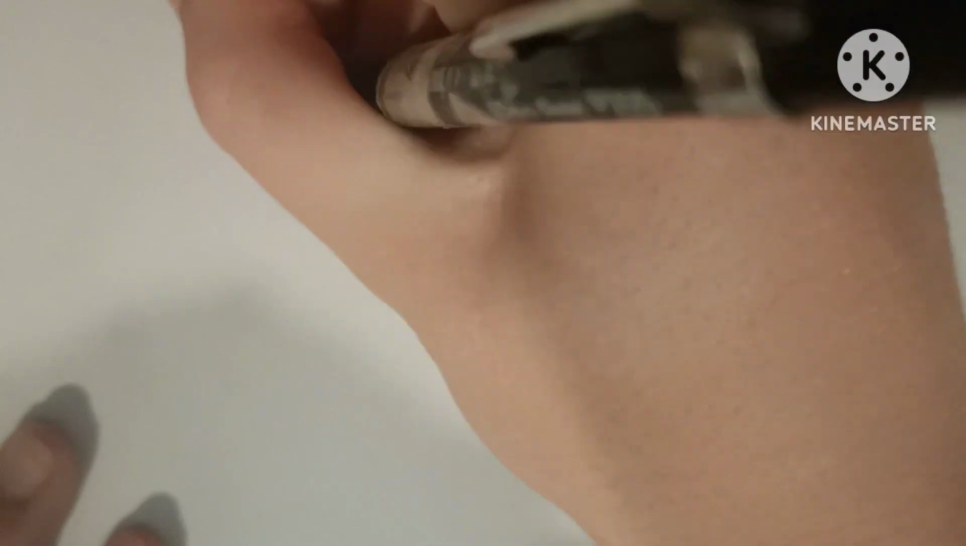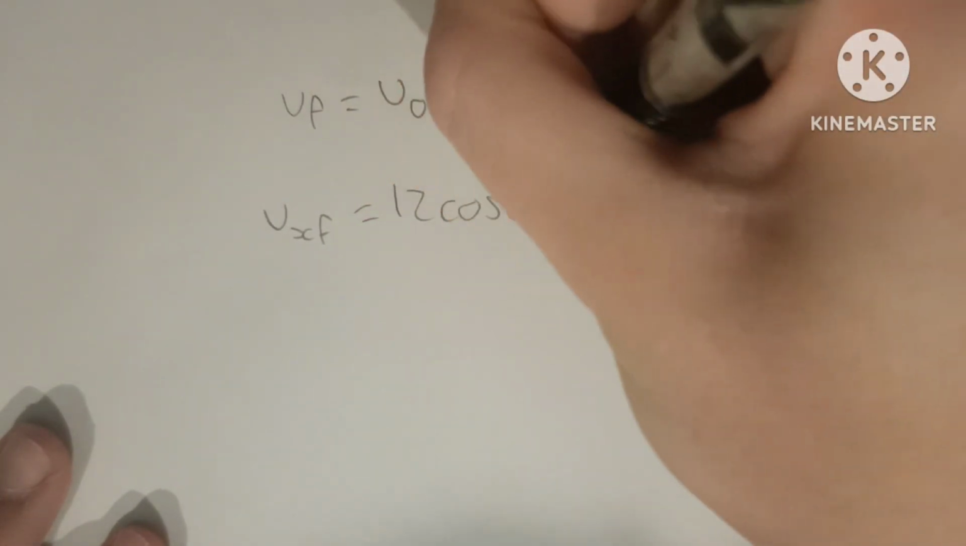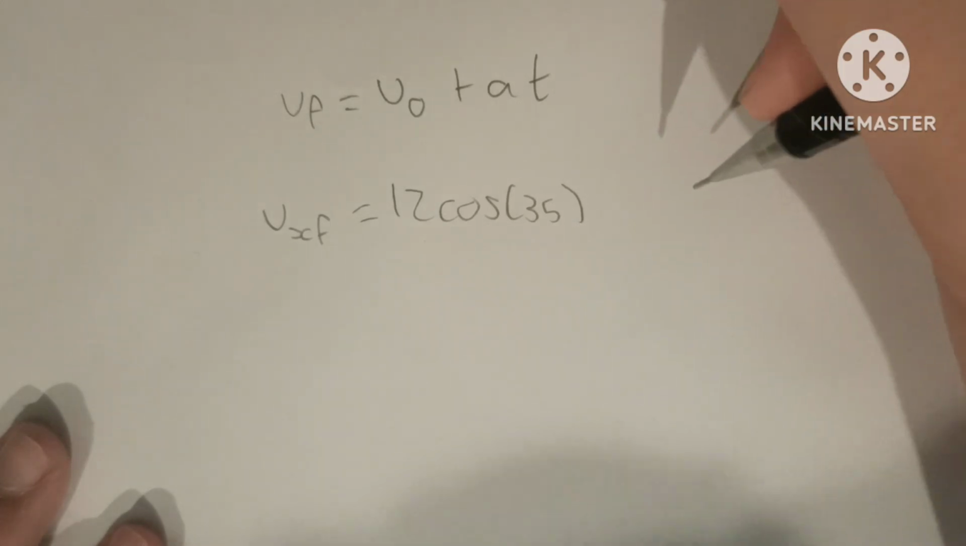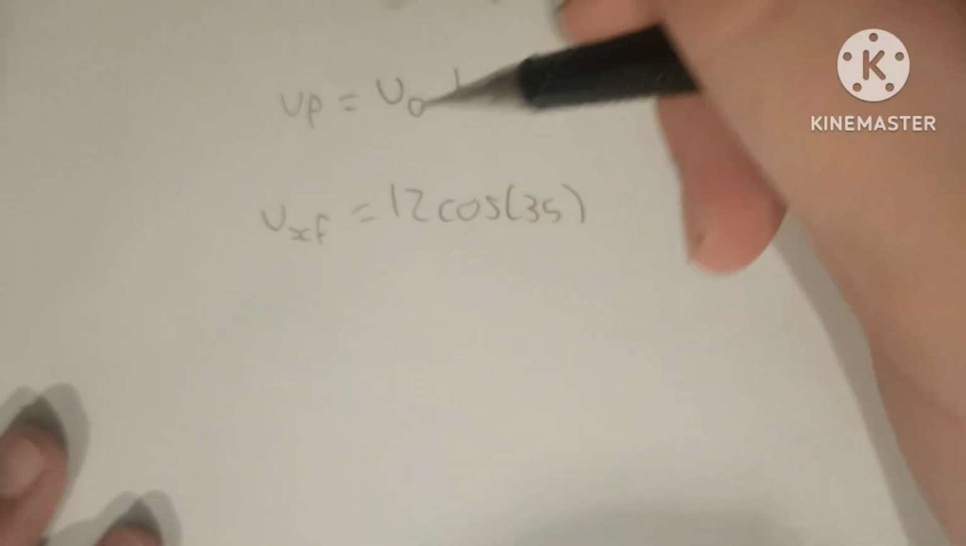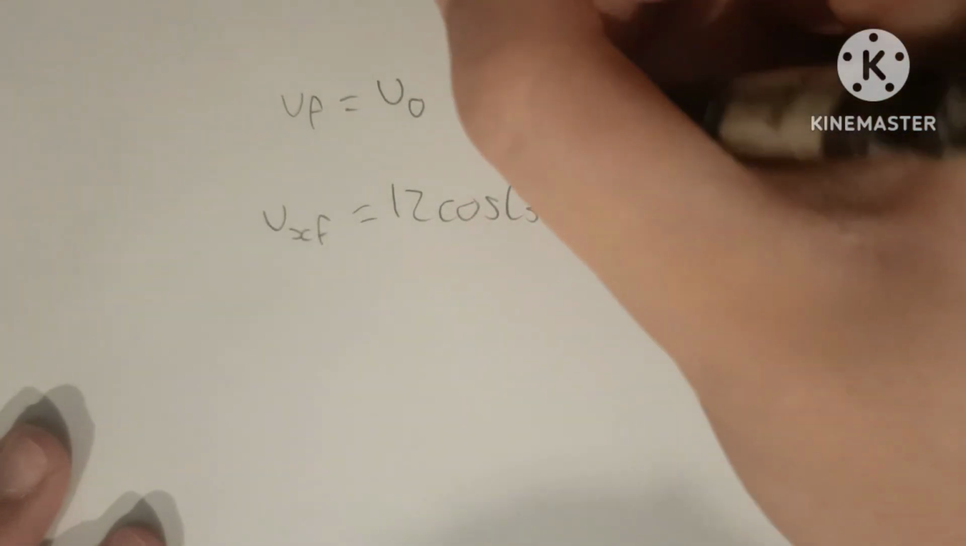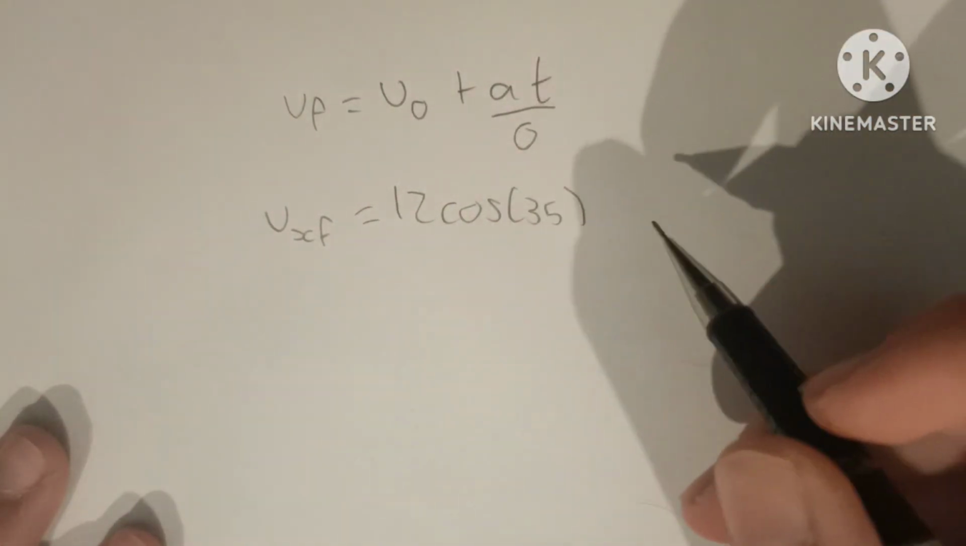So we can use the equation v final is equal to v initial plus acceleration times time. So in the x direction, the Vx final, so the final x velocity, will be equal to the initial x velocity, which we worked out last episode to be 12 cosine of 35, plus acceleration times time. In this instance, as we are using the x axis, there is no acceleration as we are not working with air resistance. So this whole term would cancel to 0. So this is just going to be the final velocity as well.